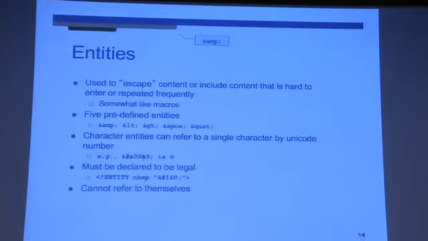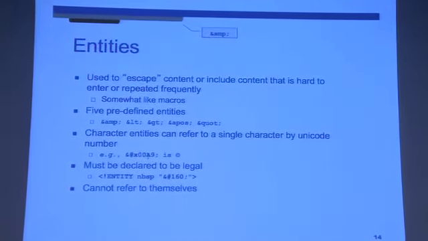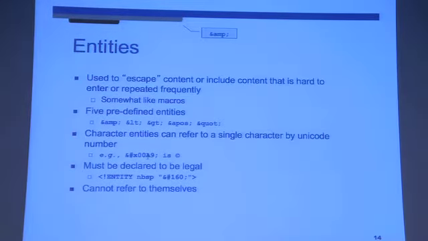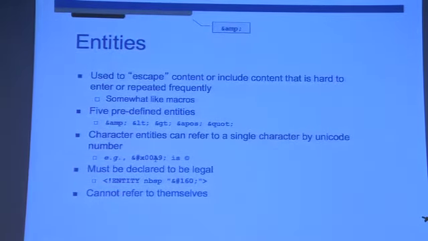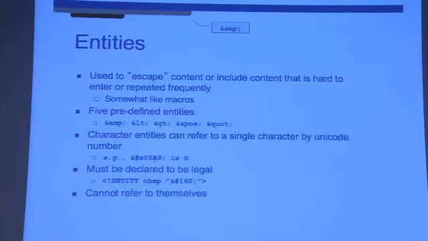So now we see a more formal definition here. They're again used to escape characters that might otherwise cause breakages in XML files. In XML, you get 5 entities for free: ampersand, less than, greater than, apostrophe, and double quotes. And that's it. Only those 5 exist.